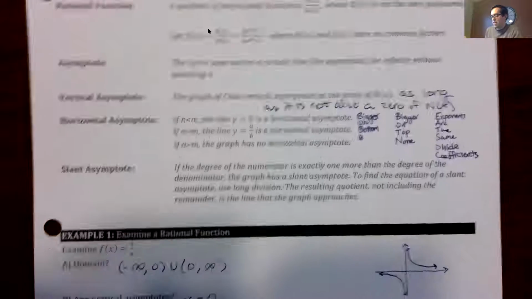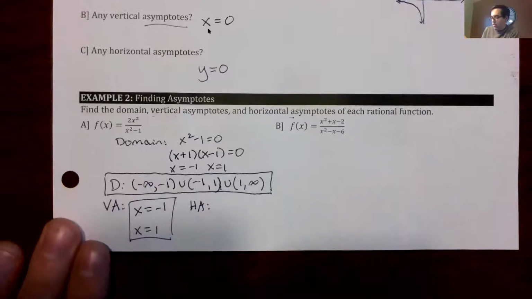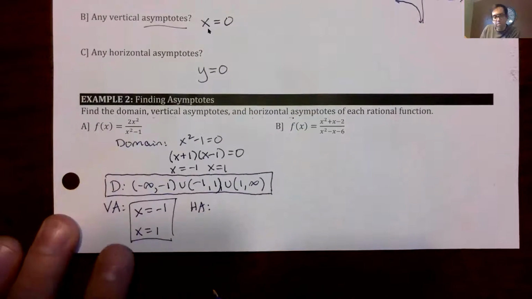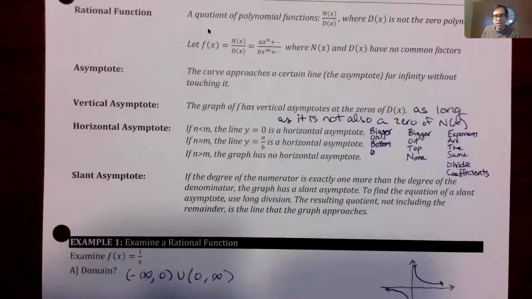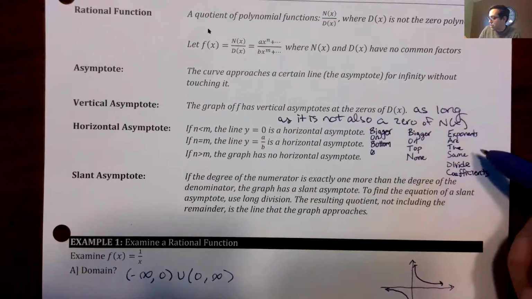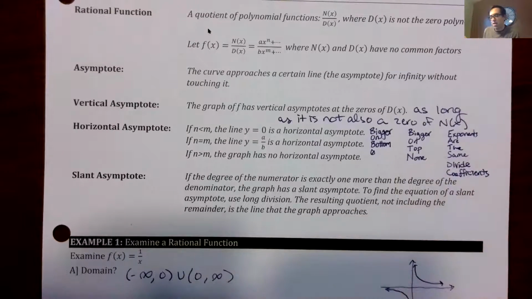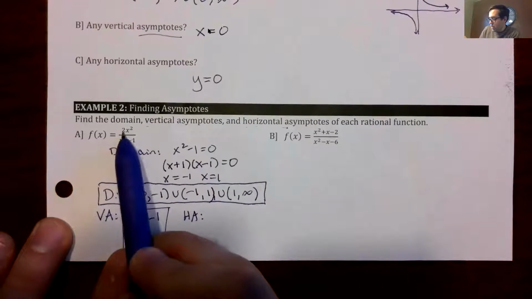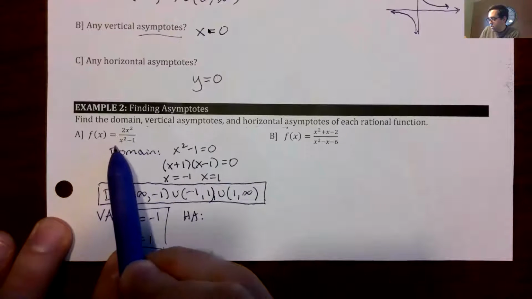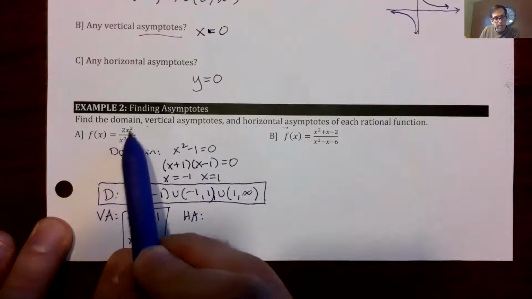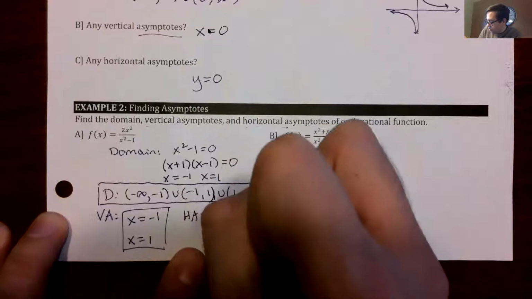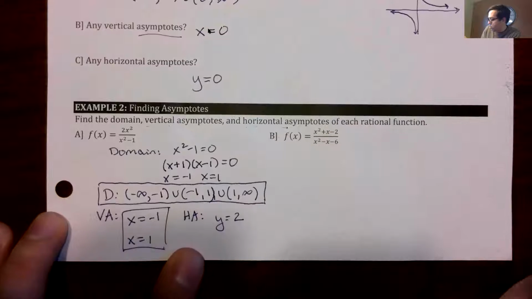So let's apply that down here in letter A. If we look at the degree of the numerator and the degree of the denominator, what we find is that the exponents are the same. They're both 2. So what we're going to do is divide the coefficients. So the coefficient on top is 2. The coefficient on the bottom is 1. We only care about the coefficients of those x squared terms. So we have y equals 2 over 1, which is 2.